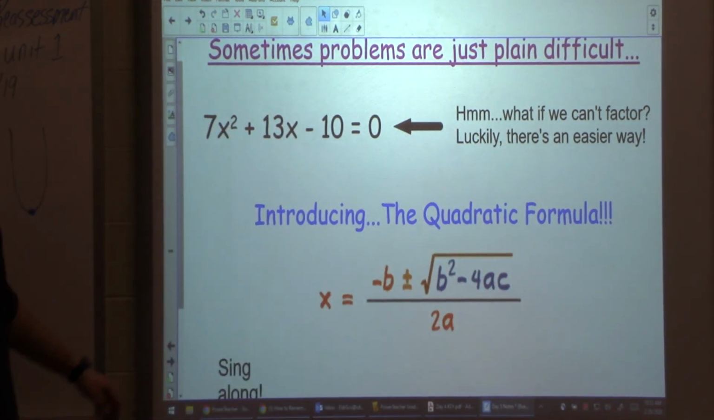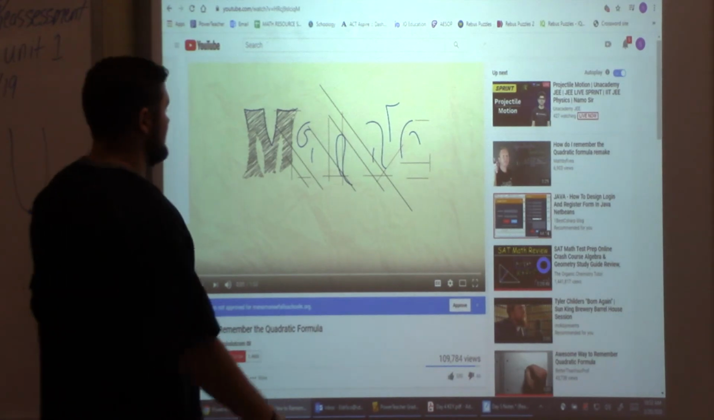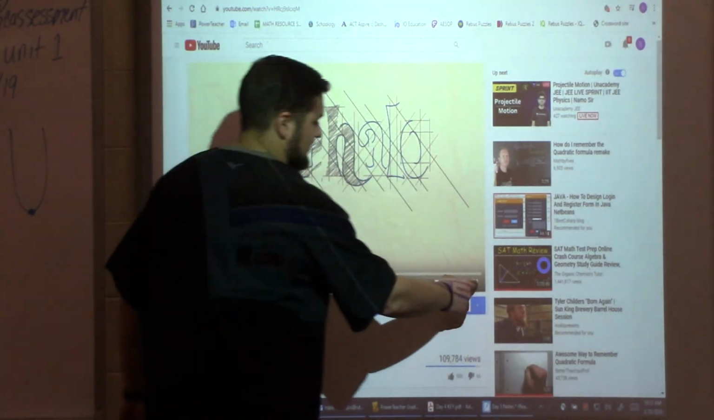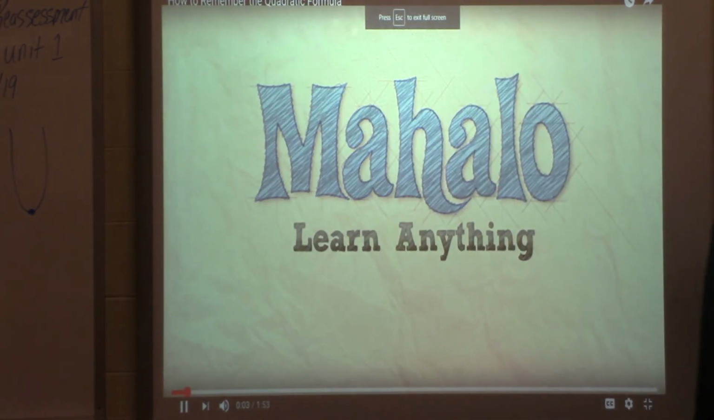Now, there are a couple different ways to remember the quadratic formula. Starting with this one, which is this song.